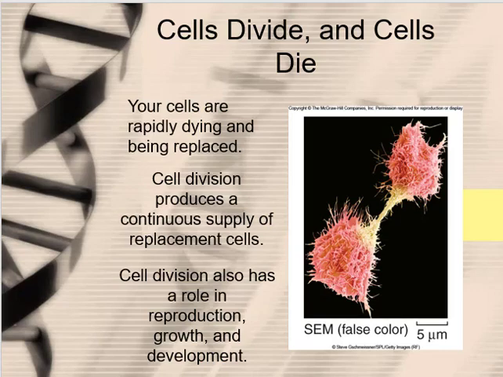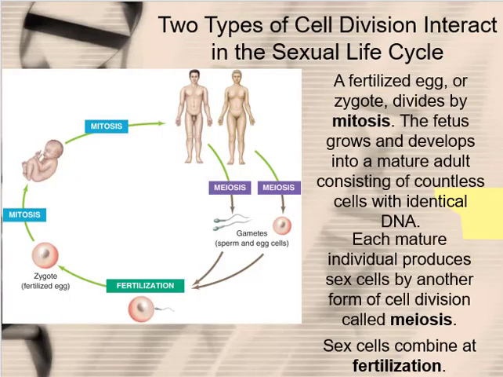Basically, cell division is called mitosis. It has a role in reproduction, growth, and development. There's also meiosis, which is how we make sperm and eggs. But in this chapter, we're going to concentrate on just mitosis and how we make new cells. Basically, the only thing meiosis is used for is sperm and eggs. Everything else is mitosis.